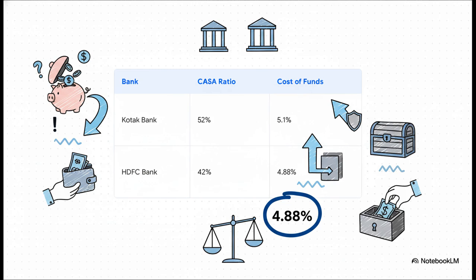And this is the perfect example of why it matters. Let's look at these two banks. You see Kotak Bank with a CASA ratio of 52%. Wow, that looks amazing, right? But wait, look at their cost of funds. It's 5.1%. Why? Well, they got that high CASA by offering really high interest on their savings accounts. Now look at HDFC. Their CASA is lower, only 42%, but their actual cost of funds is also lower at 4.88%. So here's the kicker. HDFC is actually getting its money cheaper. See? The cost of funds tells you the real story, not just the headline number.